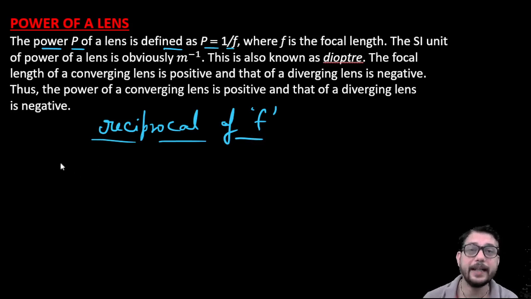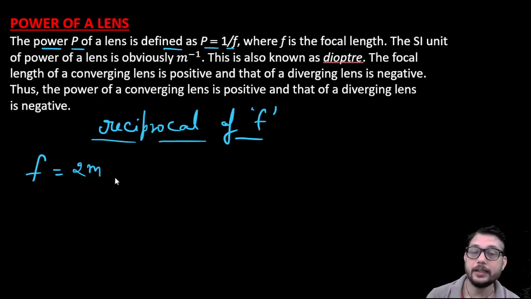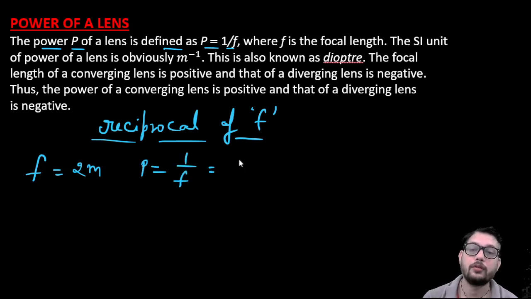Let's suppose the focal length of a lens is given as 2 meter. Then the power will be 1 by F, so 1 upon 2, which means 0.5. So this is the power of that lens whose focal length is 2 meter.